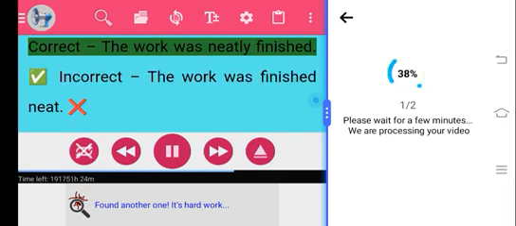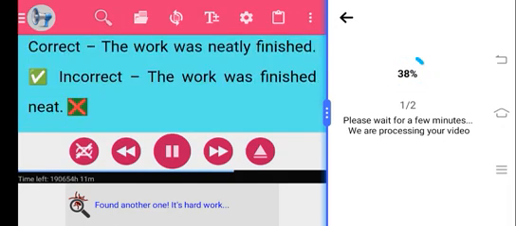Place adverbs properly. Correct: the work was neatly finished. Incorrect: the work was finished neat.